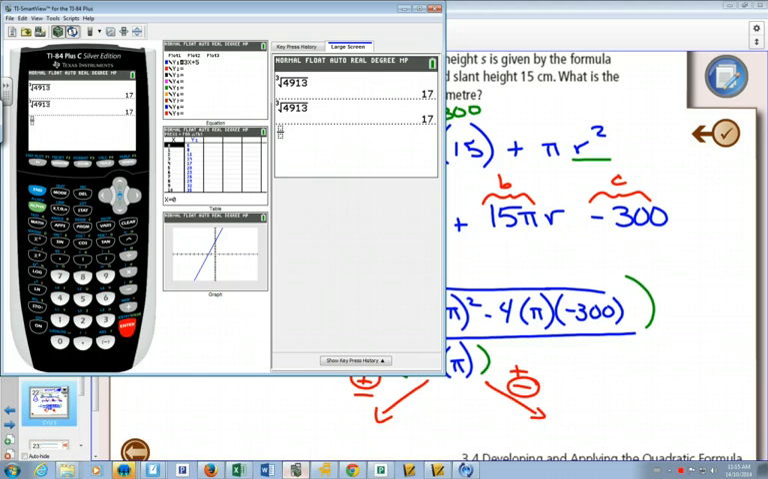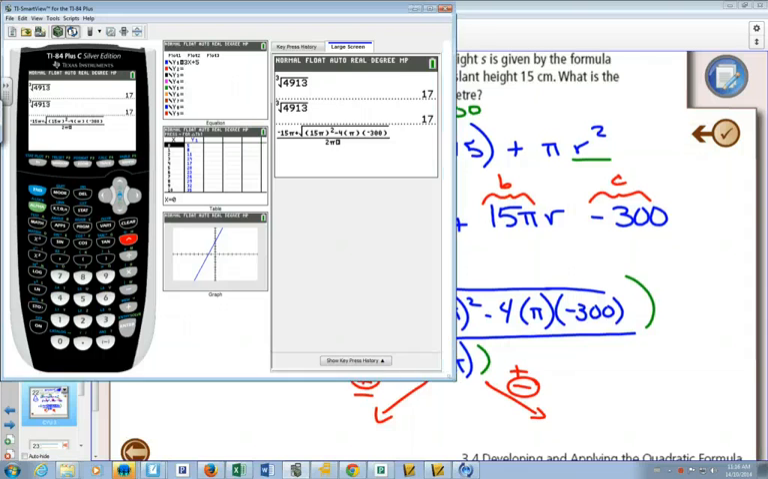So on the top, I have negative 15, pi button is right here, and I'll do the plus one first, plus square root of bracket 15 pi squared minus 4, a was pi, and c was negative 300. And on the bottom of my fraction, I have 2 pi. So you can type it in exactly like you have there.